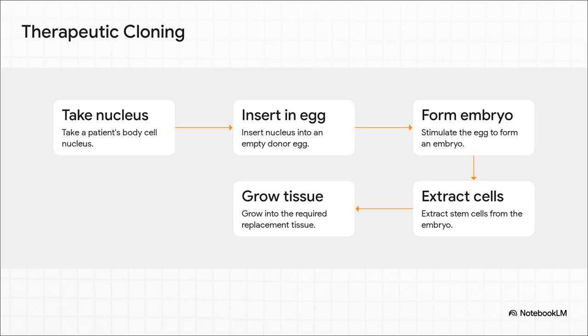Imagine a patient needs a tissue replacement. We can actually take the DNA nucleus from one of that patient's everyday, normal body cells and insert it into an empty donor egg. We then stimulate that egg to form an embryo, and from that we extract stem cells. Because those newly formed stem cells have the exact same DNA as the patient, we can grow them into the required tissue, and the patient's body won't reject it. It's literally perfectly personalized medicine.